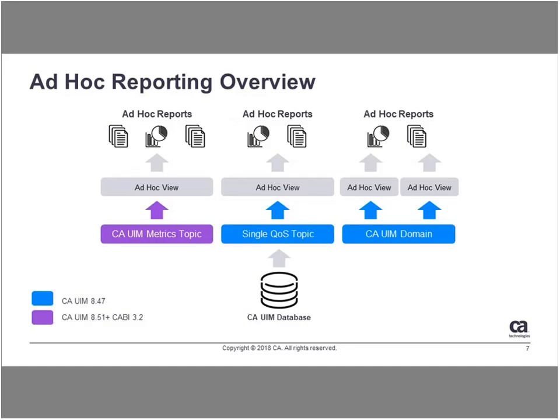Just to give a visual on what this looks like, at the bottom of the slide here, we have the UIM database. We have a middle layer there with the metrics topic, QoS topic, and the domain. These are the data abstraction layers on which we can then build what Jaspersoft calls an ad hoc view, and from the ad hoc view, we can create reports. For those of you unfamiliar with this, it may seem a little complex, but I'll walk through it in the demo shortly.